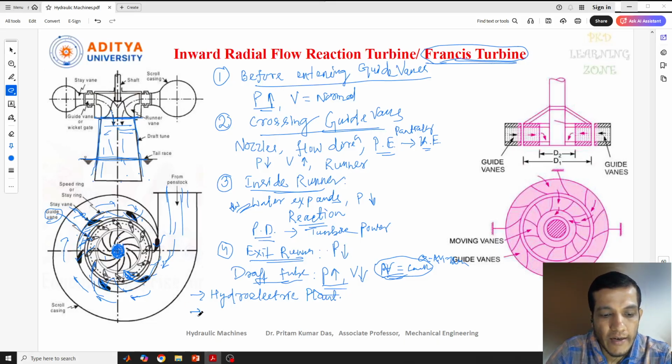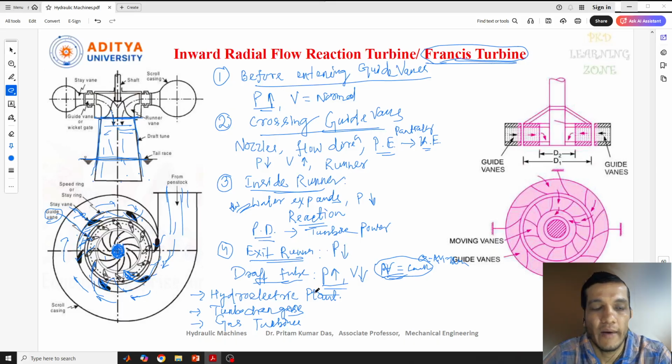Similarly, it can be used in turbochargers. And similarly, you can also use this in a gas turbine. These are a few examples of this reaction turbine, the inward reaction flow turbine. And along with these, we can say some advantages and disadvantages of this. Like for advantages, its efficiency will always be moderate, not high, not low. So efficiency is, we can say, good.